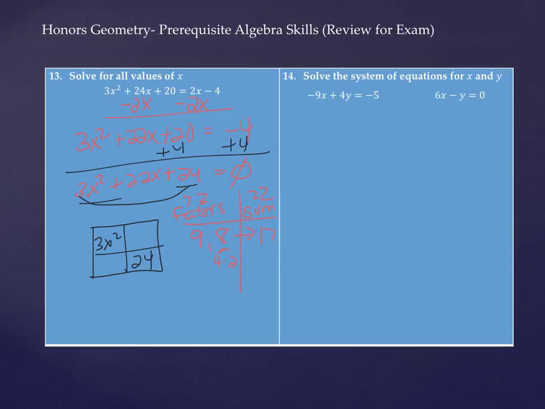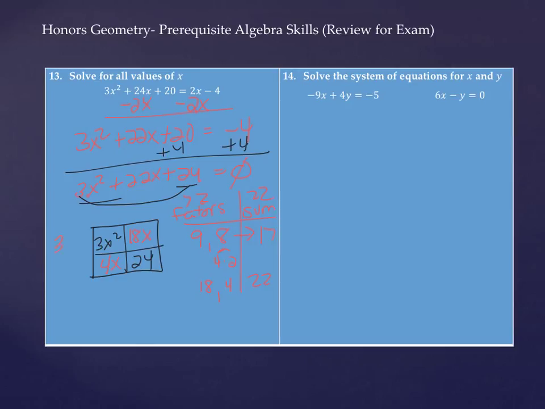9 times 2 is 18, so multiplied by 4 would give you 72. So try that out. We've got 18 and 4, and that also gives us 72, and that is adding up to what we're looking for. So we can use 18x and 4x, the sum of those, to represent our 22x here, and go ahead and start factoring row by row, column by column.